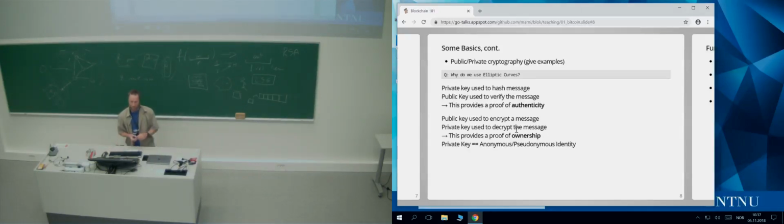So we have a question, a more advanced question. Why do we use elliptic curve cryptography versus some other ones like RSA, for example? Yeah, so this is because elliptic curves provide us stronger cryptographic properties than other mechanisms.